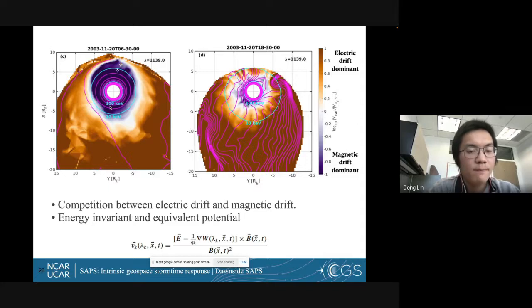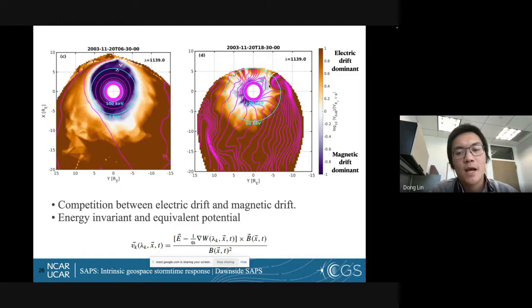So in other words, between these two circles, when the particle ion energy reaches 10 keV, their motion is just dominated by the energy dependent drift, which is westward. So that's why you see the dusk side pressure build up started very early.